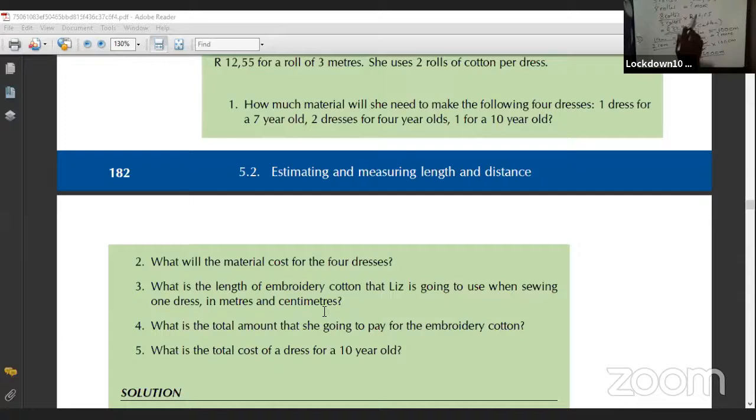Why centimeters? Because that's the only quantity that we are left with. Like when we were dealing with rands here, we were left with rands. Since we are dealing with centimeters here, we are left with centimeters. So in other words, what do we say? 600 centimeters is equal to 6 meters. So that is what the question was asking us.